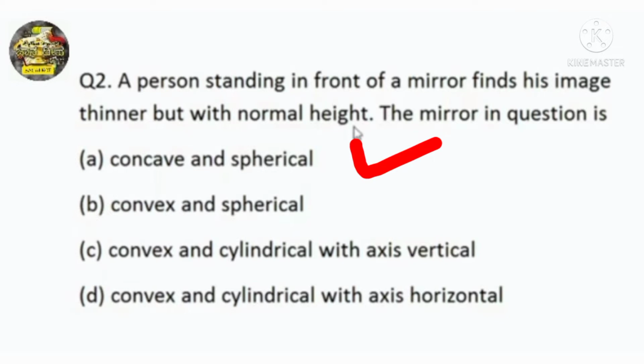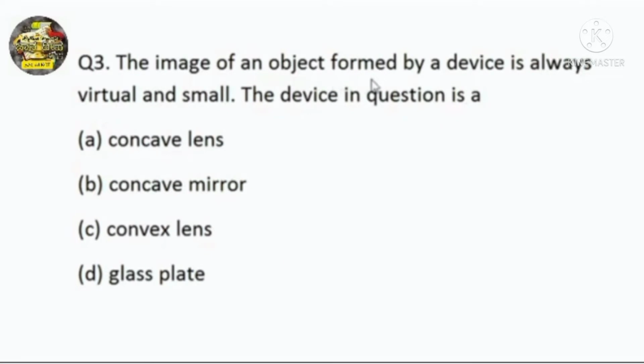You can see the third question. The image of an object formed by a device is always virtual and small. The device in question is, the options are like this: option A concave lens, option B concave mirror, option C convex lens, option D glass plate. The right answer is option A, that is concave lens.